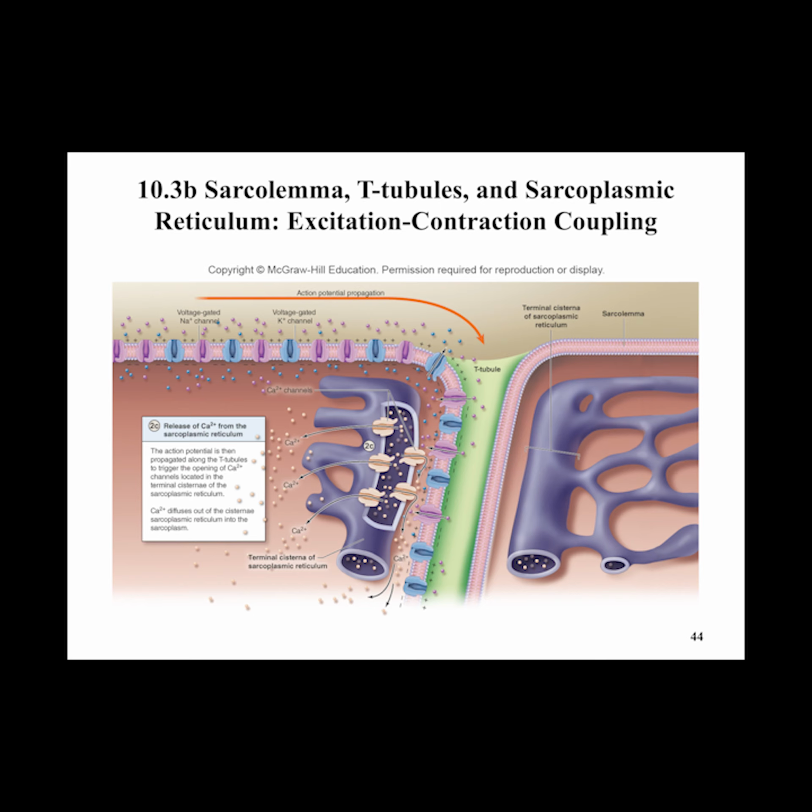Muscle contraction, excitation-contraction coupling. The muscle action potential, MAP, formed on the sarcolemma migrates into the muscle fiber via T-tubules. The action potential, moving down the T-tubules, induces the opening of calcium ion channels within the sarcoplasmic reticulum. Calcium diffuses out of the SR and into the sarcoplasm.